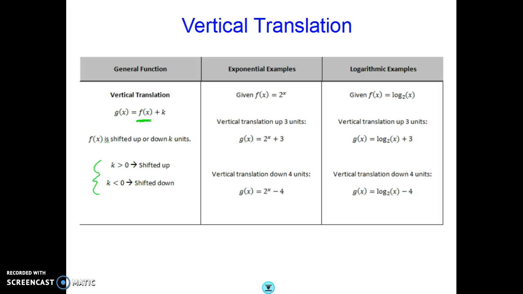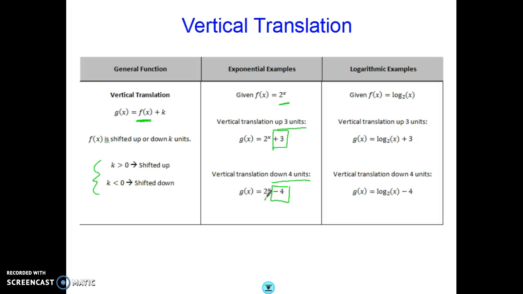So again, we'll move on to some examples. If we start off with our same parent function, f of x equals 2 to the x, in order to shift that up by 3 units, all I have to do is add on that plus 3 at the end, right? Up 3 units does plus 3 at the end. If I want to go down, k has to be negative this time. So to go down 4 units, I have to do a minus 4 at the end.